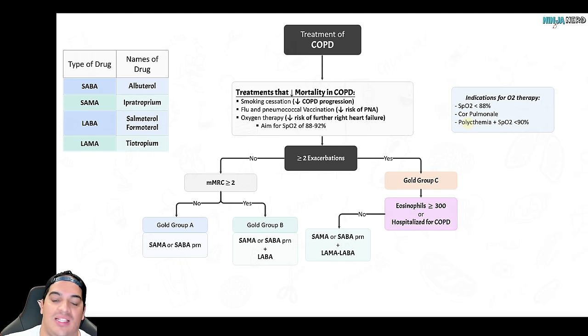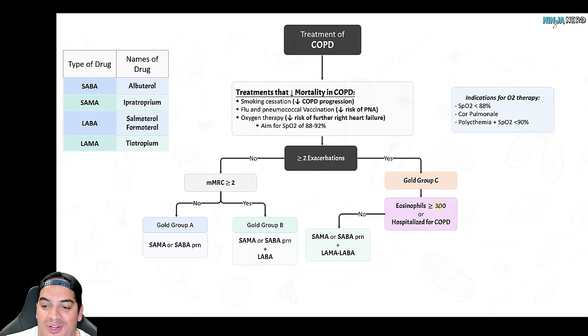So they could be on, let's say for example, if they're at this point, I put them on albuterol, plus their tiotropium, plus their salmeterol. And they would be on that. They would use the SABA whenever they're dyspneic, and they would continue daily LAMA-LABA therapy.